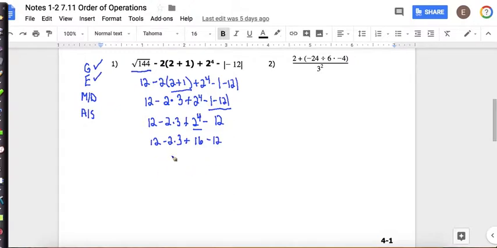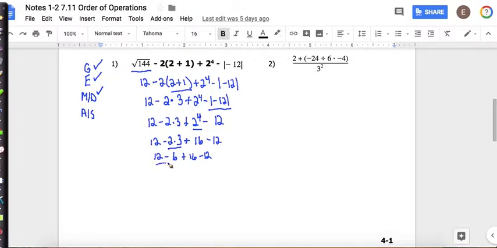Now I'm looking for multiplication or division from left to right. I notice multiplication first. 2 times 3 is 6. Bring down the 12 minus 6 plus 16 minus 12. Okay, I've done all the multiplication and division. Check it off. And now I'm going to do add or subtract from left to right.